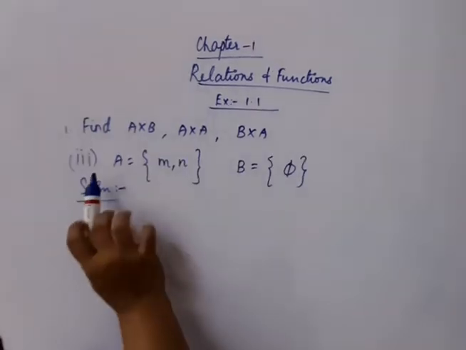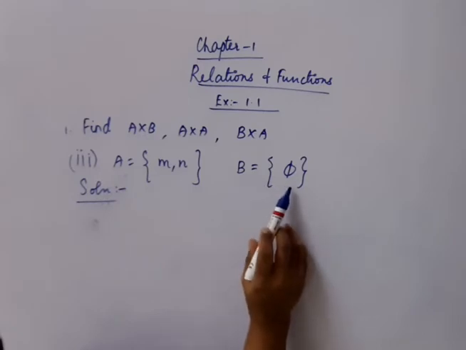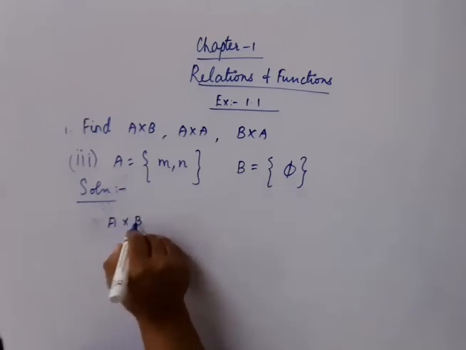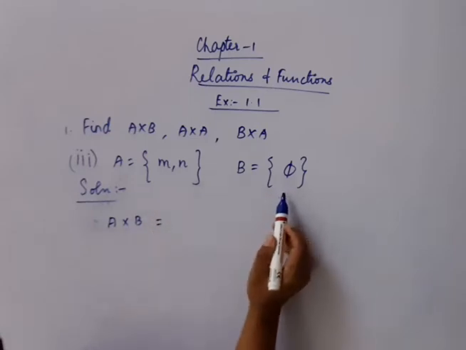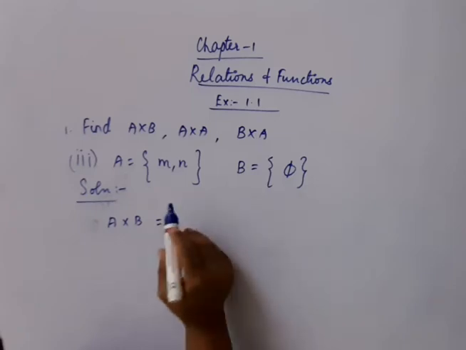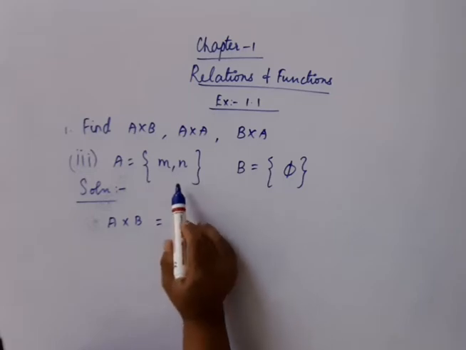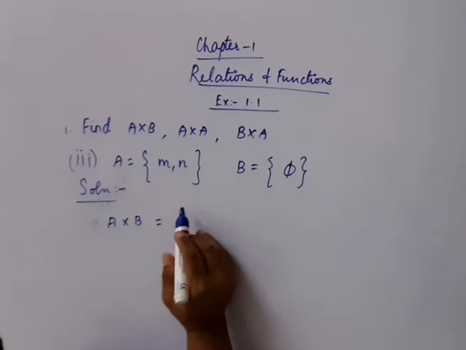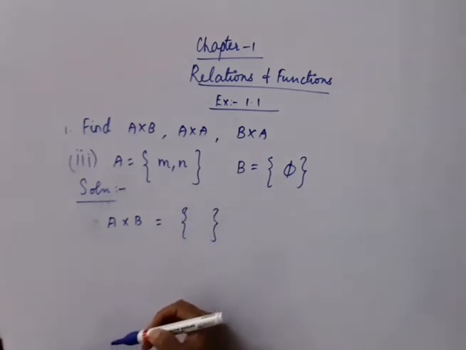The third subdivision, A is equal to {M, N}, B is equal to null set. We need A cross B. Means you have to take the cross product of set A with B. Here B is a null set, so the answer will be null set. Cross product of any set with a null set is a null set. So A cross B is equal to null set here.